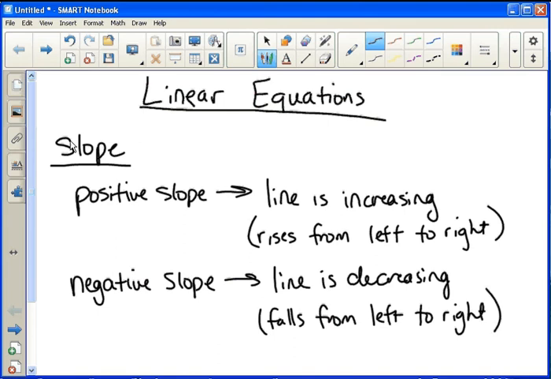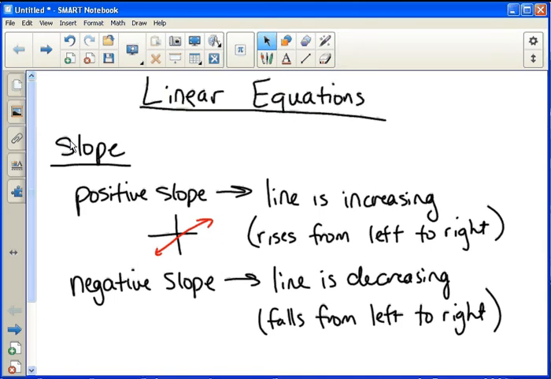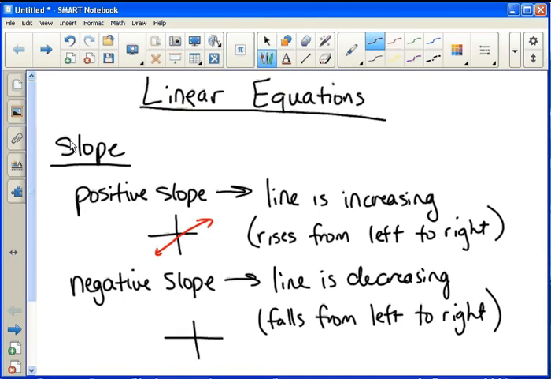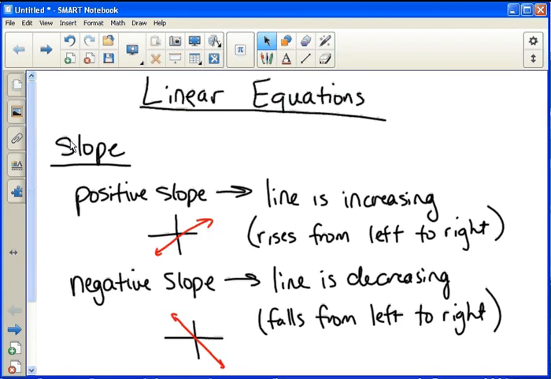Okay, just to make sure everyone's clear on that, I'll just draw a quick example here. If this is our coordinate plane, a positive slope would look something like this. As you move from left to right, it is moving up. Now, a negative slope would look something more like this. As you move from left to right, it's going downward.